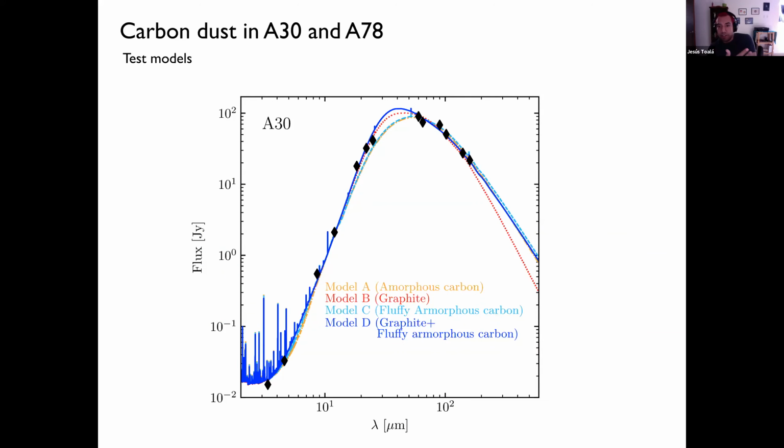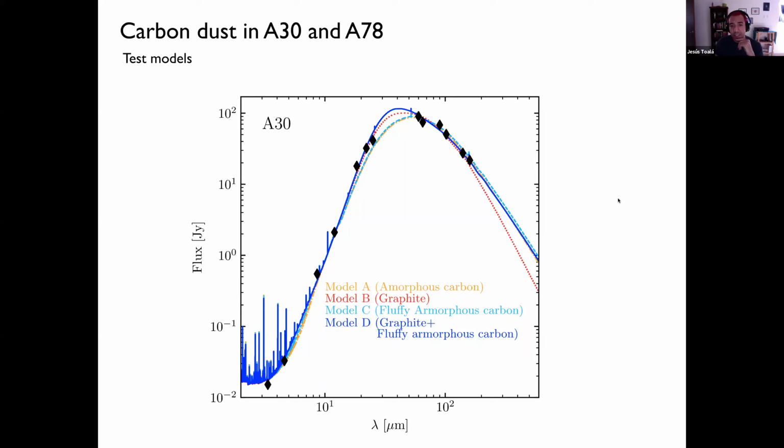So we need to test some models in order to assess which kinds of dust we should include in our modeling. We know this should be carbon rich, but which species we should use was the first question. So I show here various models. The yellow one is the amorphous carbon. The first thing to notice is that it does a good job fitting the photometry, but something between 10 and 30 microns is below the observed photometry. So the red line, which is graphite, does a better job, but then at longer wavelengths, it goes below the observed photometry.